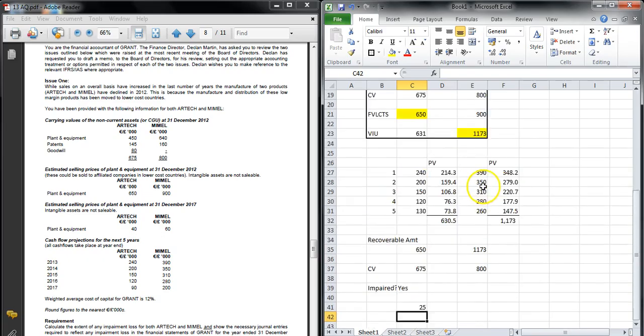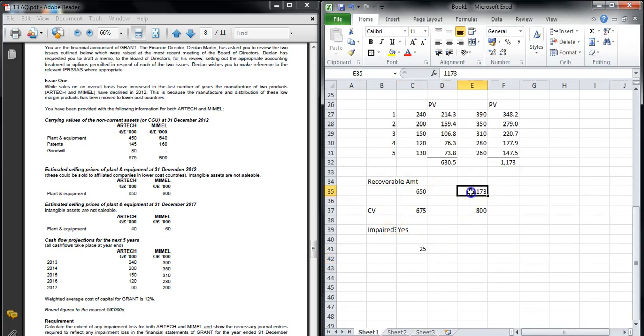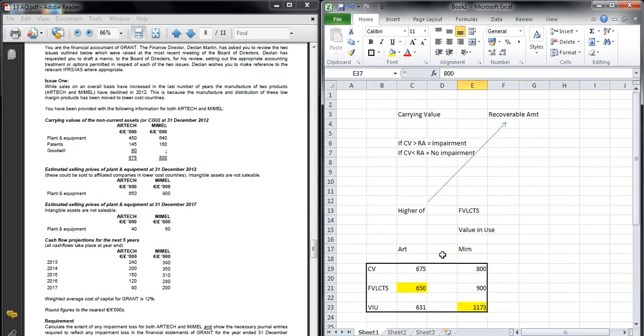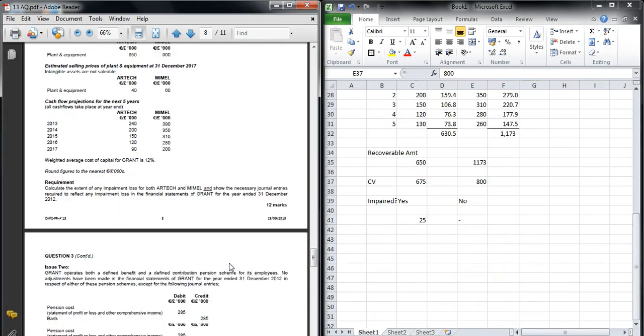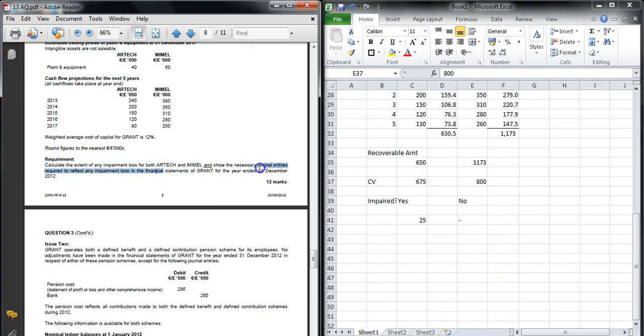In MIML's case, the recoverable amount is bigger than carrying value, so carrying value is smaller, therefore no impairment, and therefore no adjustment required. So nothing to do with impairment because we don't have an impairment situation. So now that we've identified whether there's an impairment and how much it is, don't forget you have to prepare the journal entries to reflect any impairment loss.